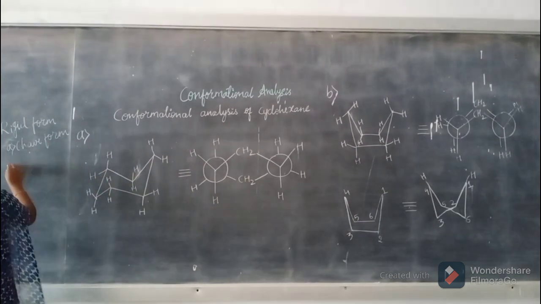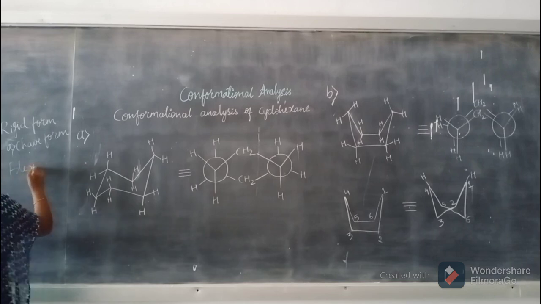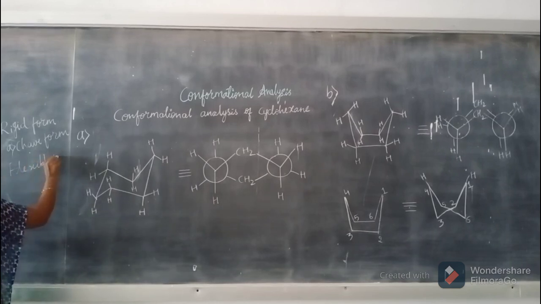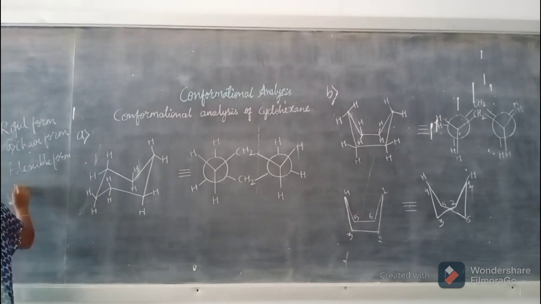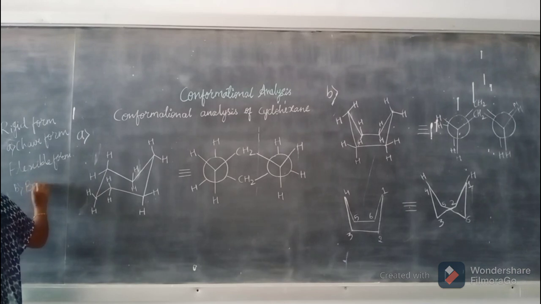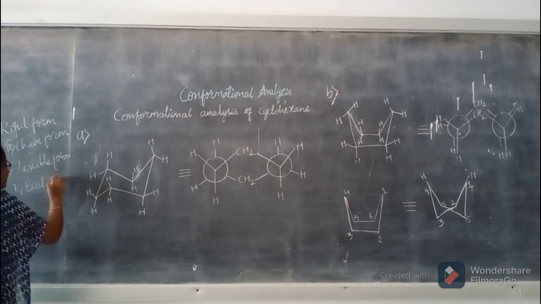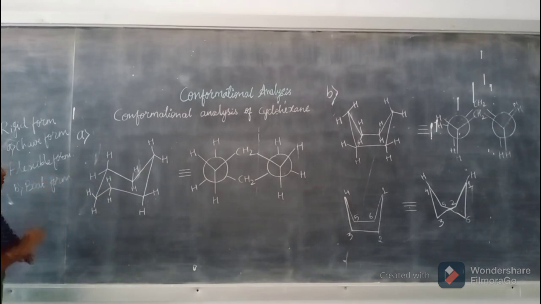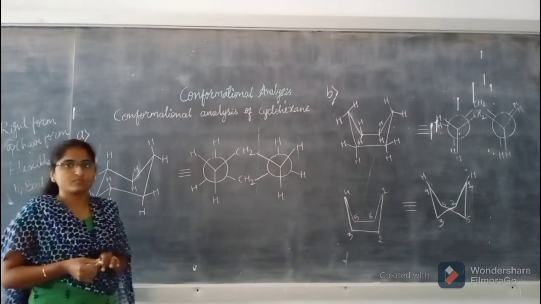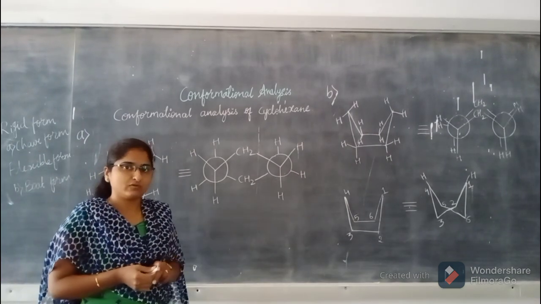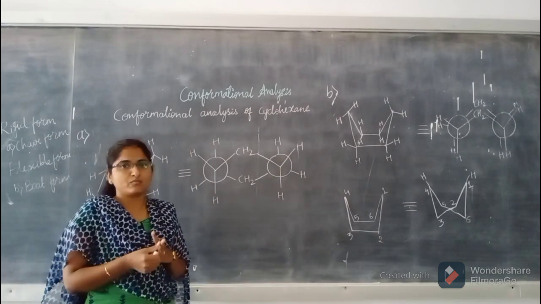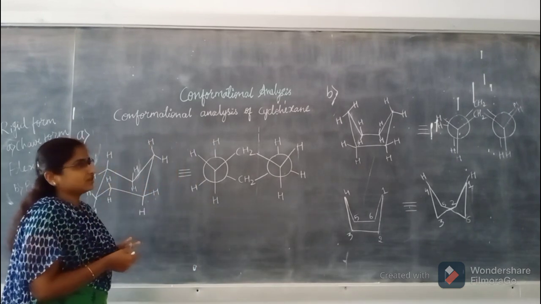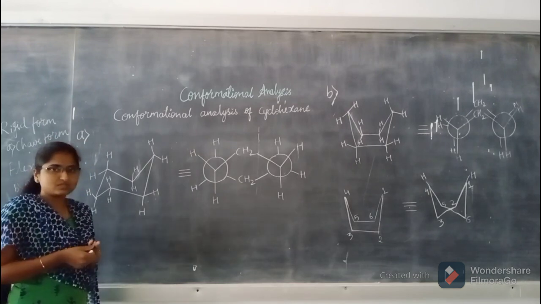It is a flexible form. We can say the flexible form of the cyclohexane is nothing but a boat form. The second form is a boat form. The conformation looks like a boat, so it is named as a boat form. So for cyclohexane, you have two conformations, one is a chair form, the second one is a boat form. So let us see the conformations and their stabilities and energies.